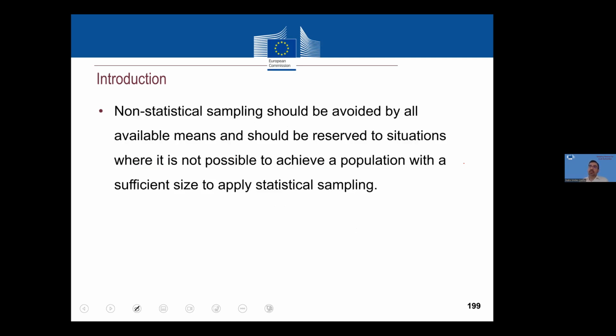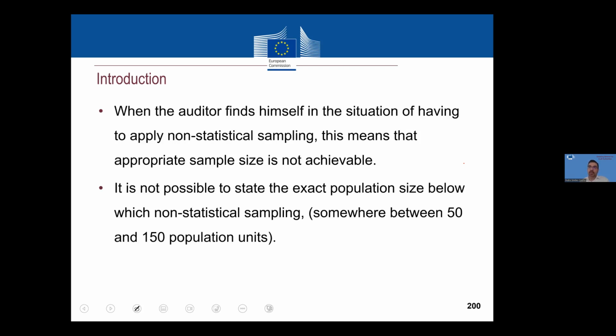So we always suggest that non-statistical sampling should be avoided by grouping programs or by changing the granularity of the sampling units, but there will be many situations in our lives where the population is just too small, even by doing these things, and you find yourself in the situation of having to use, or at least making sense to use, non-statistical sampling.